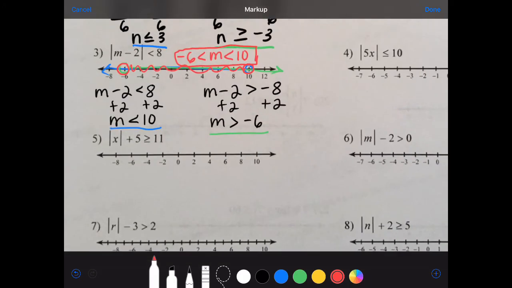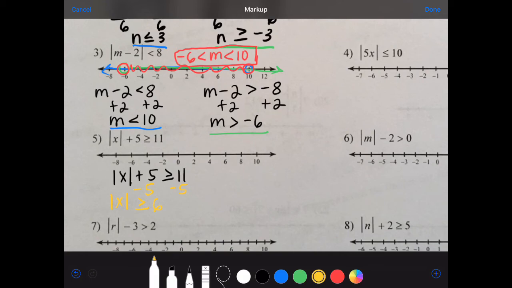Number 5, what you want to do is split it up, but before you do that, you need to get rid of the plus 5. Your absolute value sign needs to be completely by itself, so we need to get rid of the plus 5 before we split it up into our two equations. So let me do that. So I have absolute value of x plus 5 is greater than or equal to 11. So first get rid of the plus 5. So I'm going to do minus 5 to both sides. Bring down your absolute value of x is greater than or equal to, and then 11 minus 5 is 6.